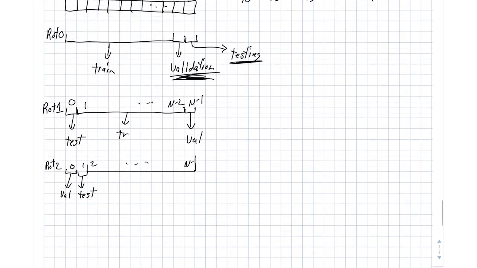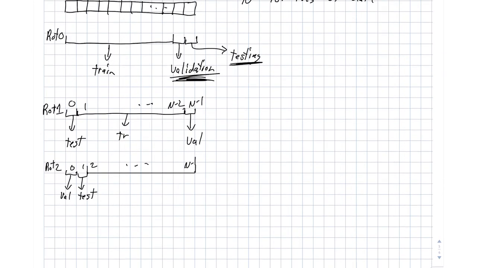The key point here, though, is that a single data point in all of our data set will only be used for validation exactly once in one rotation. And that same point will only be used for testing in one rotation. And in fact, it will be a different rotation than the validation set.